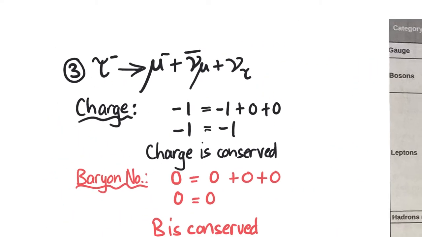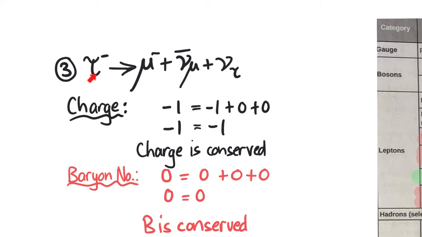In this interaction we have a tau negative particle changing over into a muon plus an anti-muon neutrino plus a tau neutrino. Now, from a charge perspective, the tau negative has a -1 charge. Tau negative is basically a heavy electron. The muon has a -1 charge, and the antineutrinos and neutrinos have a 0 charge. You obviously can pick this up from the table on the right. So on the left-hand side, the total charge is -1. On the right-hand side, -1. So here, charge is conserved.